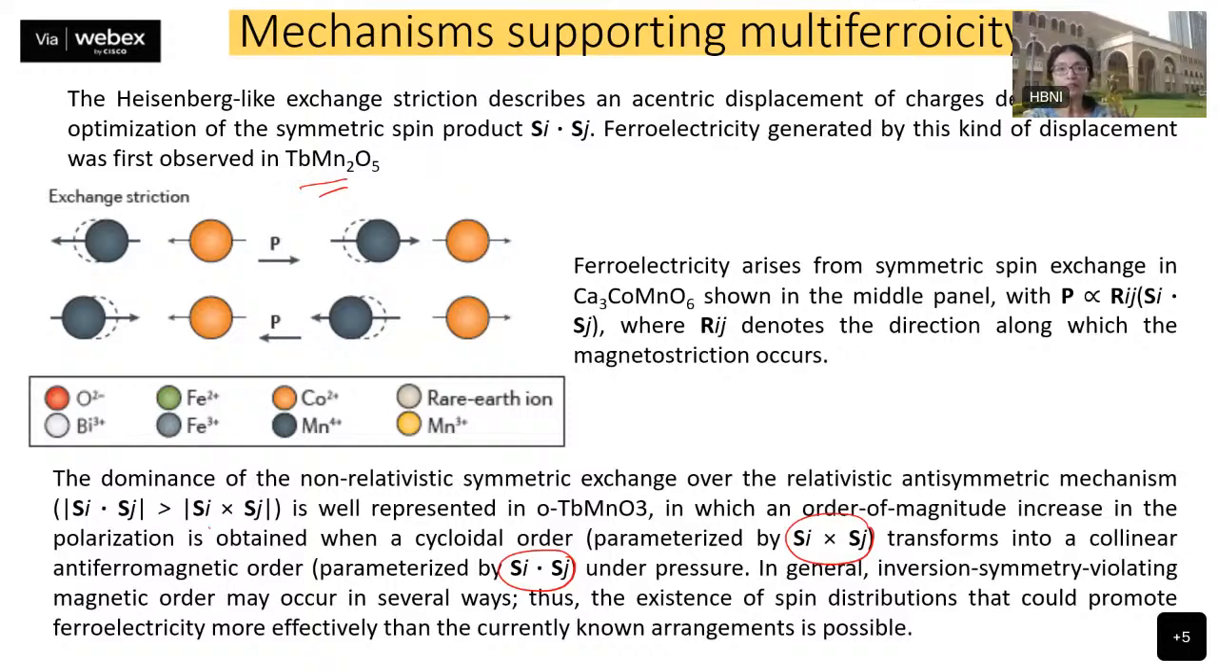So if you have something like TbMnO3, it has a cycloidal order. When it is transforming into an antiferromagnetic order under pressure, because the crystal structure is changing, because of this change from the cycloidal order to the antiferromagnetic order, you will find a change in the polarization happening. This change in polarization is due to the change in the magnetic order, so this is again a multiferroic. It's a single phase multiferroic, but this is a spin-driven mechanism. This particular type of exchange is known as a Heisenberg-like exchange striction.